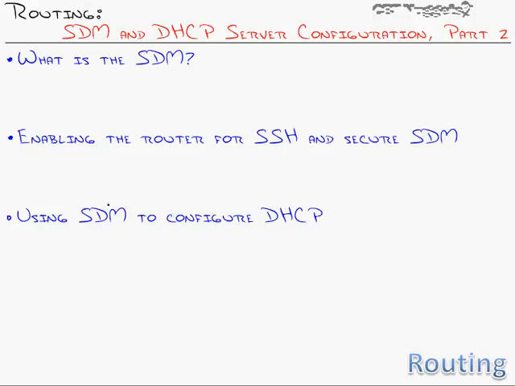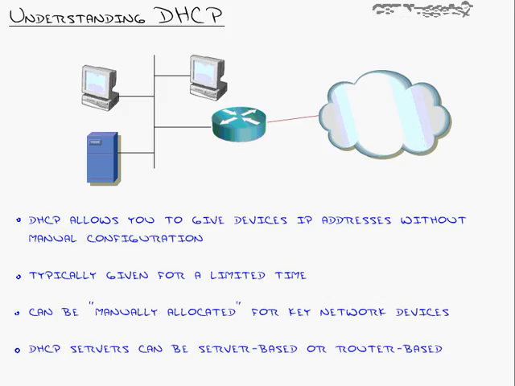We're going to get into the SDM and configure DHCP, but before we do that, I do want to give you a brief overview, kind of a review from the beginning of this series of what DHCP is, what it's used for, and why it's so beneficial. DHCP is the acronym for Dynamic Host Configuration Protocol. It's an automated way to give your devices IP addresses on the local area network.